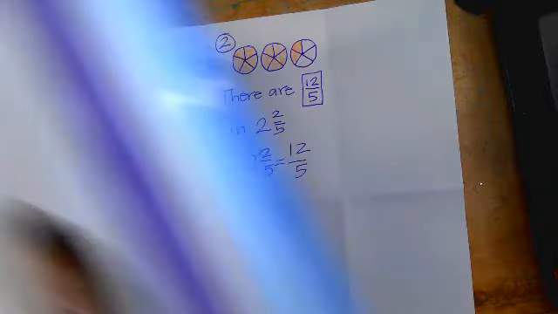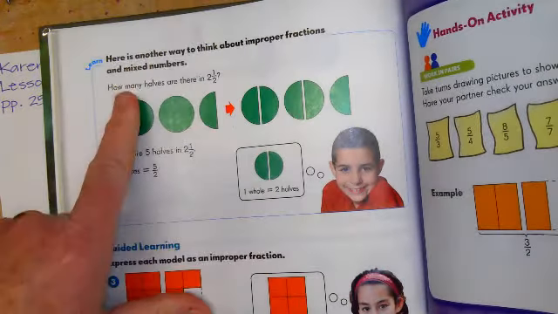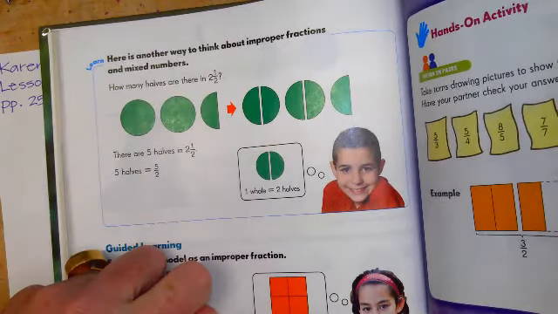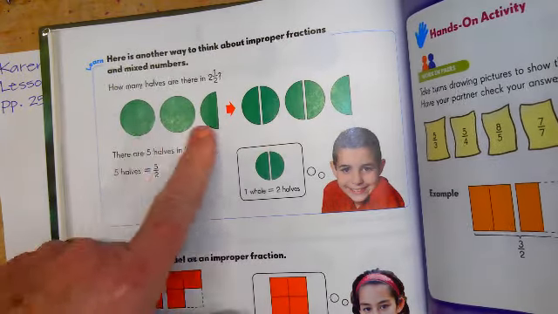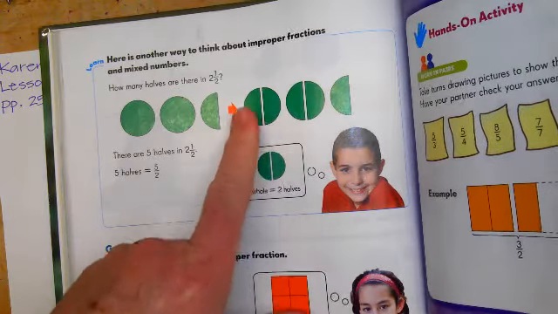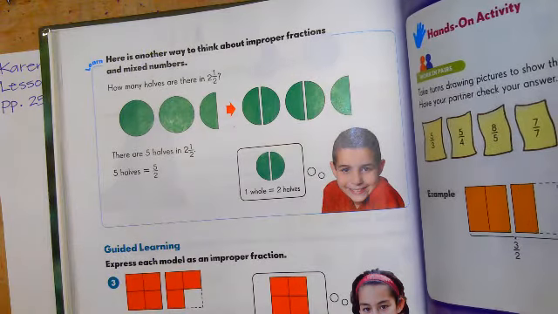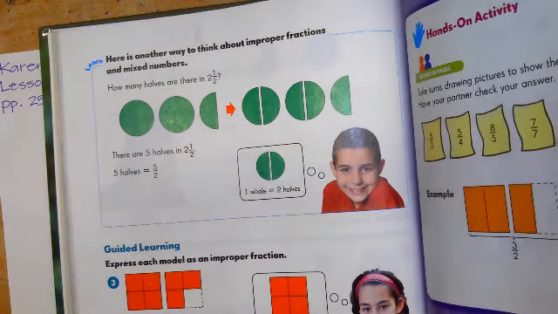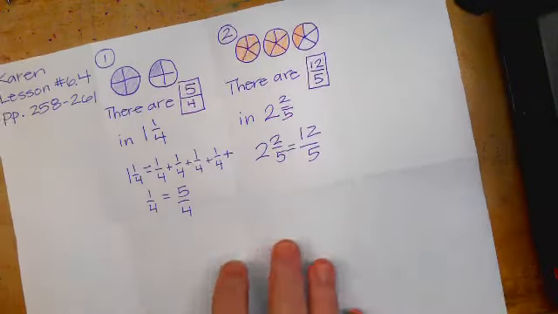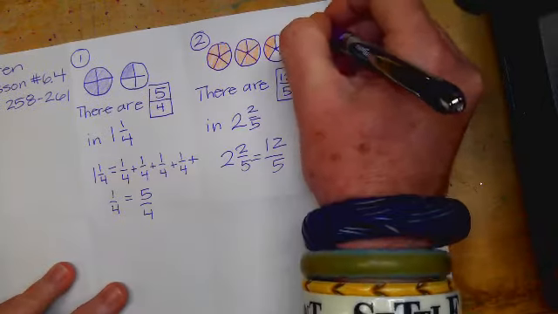Right? Okay. So in the book, it has another little example here, and it says, here's another way to think about improper fractions and mixed numbers. How many halves are there in 2.5? Well, if you look at it this way, it's a little hard to figure out, but if you chop these into pieces, then you have 1, 2, 3, 4, 5. You have 5 halves, right? So 2.5 is the same thing as 5 halves. That's a good way to think about it.